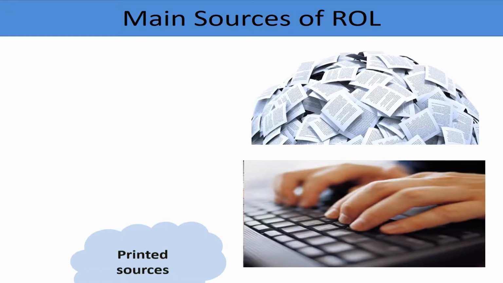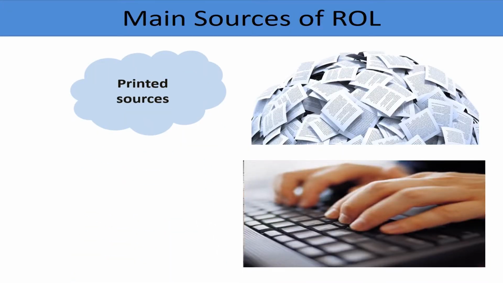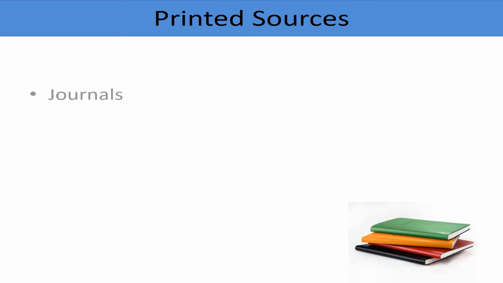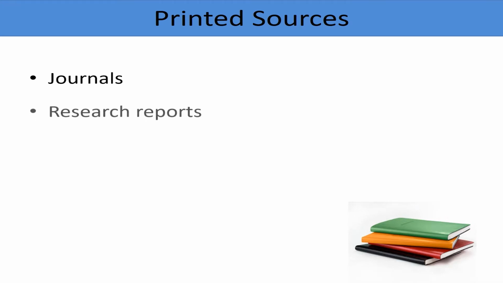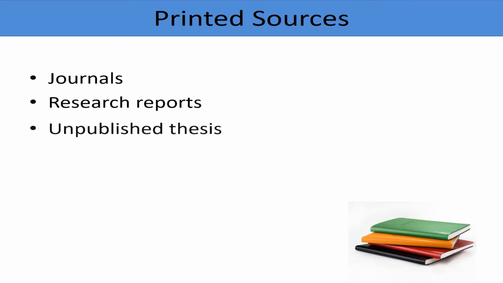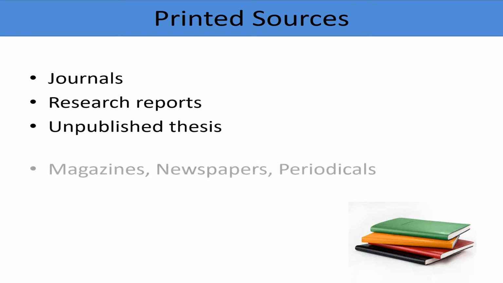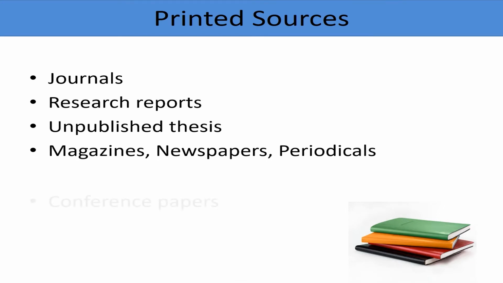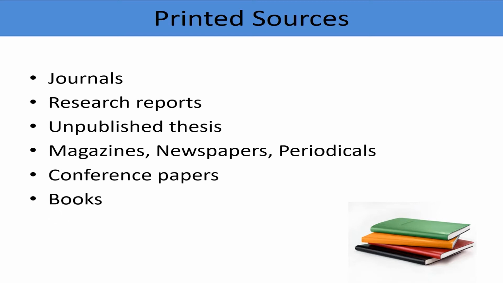The main sources from where literature can be searched are either printed sources or electronic sources. Printed sources include journals, research reports, unpublished dissertations and theses, magazines, newspapers, periodicals, conference papers, proceedings, books, etc.